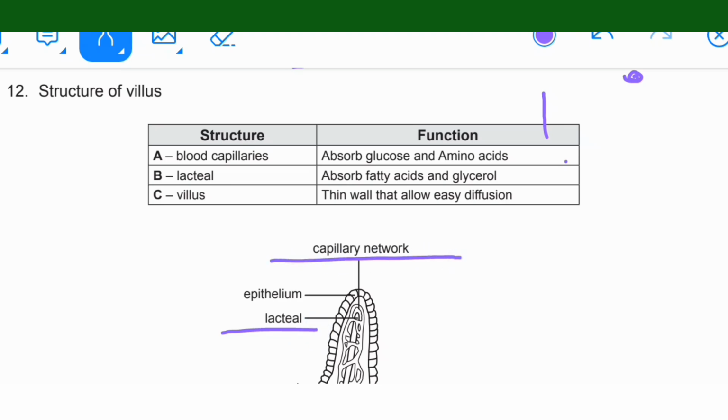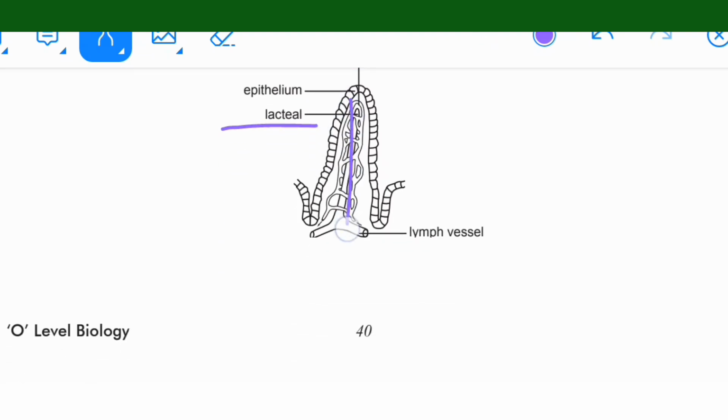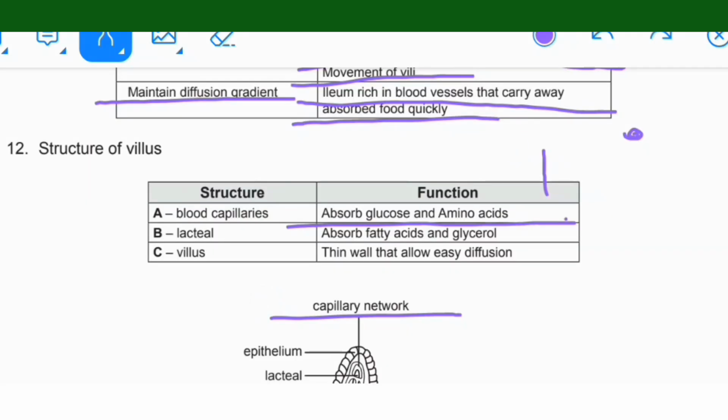So the blood capillaries absorb glucose and amino acids. The lacteal, this is the lacteal here, just in between, the capillary, that's this Y shape. That lacteal helps to absorb fatty acids and glycerol. Okay, while the villus itself has a thin wall that allows easy diffusion into the bloodstream.